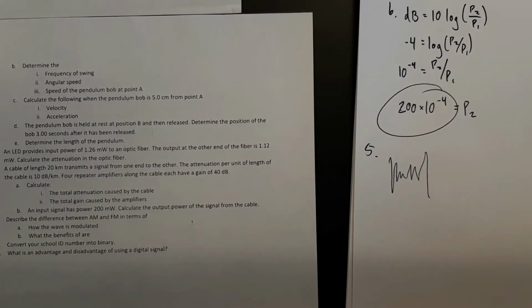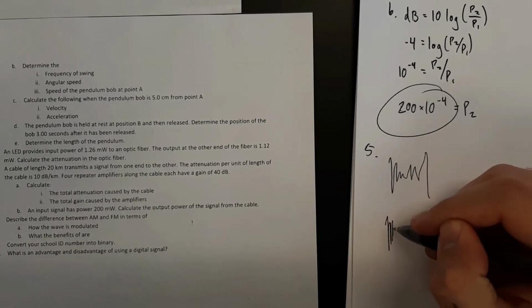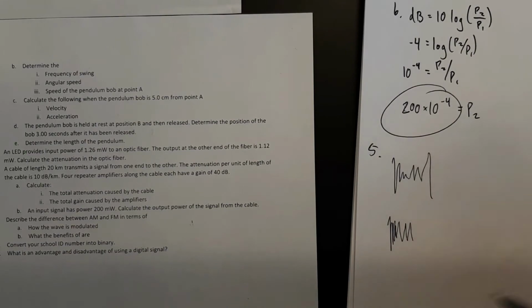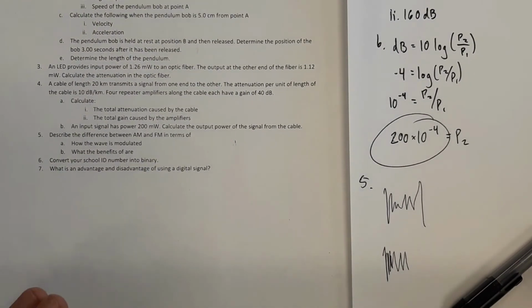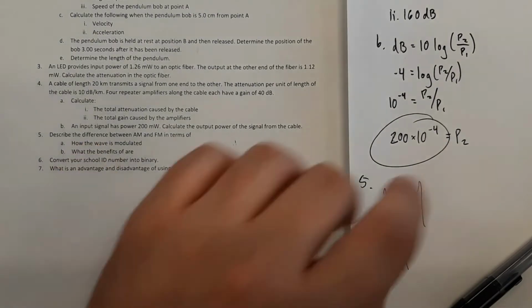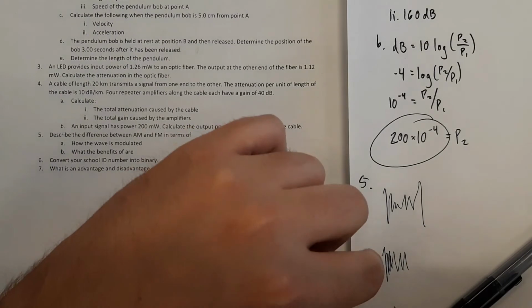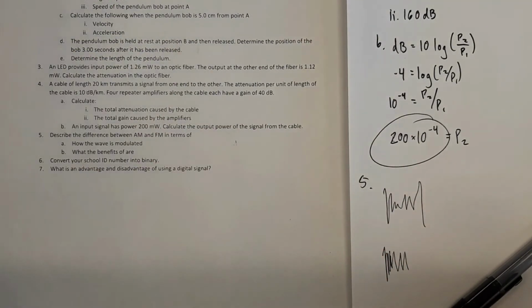And then for FM, you're changing the frequencies. So you'll have periods where you have really close together stuff and periods where you have far apart stuff, and it should be the same amplitude the whole way through. Back to this. If you're looking at an AM wave, it'll be changing the amplitude. If you're looking at an FM wave, it'll be changing the frequencies. You'll have points where the nodes are close together, points where nodes are far apart.